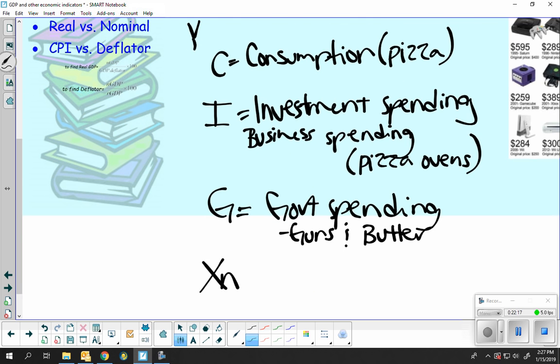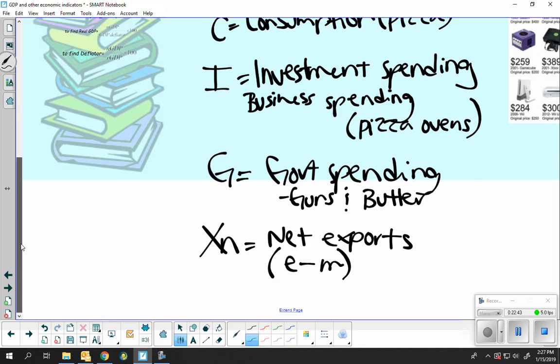And XN stands for net exports. Net exports is when you take all of our exports that we sell to other countries, and you subtract all of our imports, everything that we buy from other countries. Then you're going to get net exports. So net exports is exports minus our imports. Basically it's Ford minus Honda. So we export Fords and we subtract the dollar amount of Hondas.